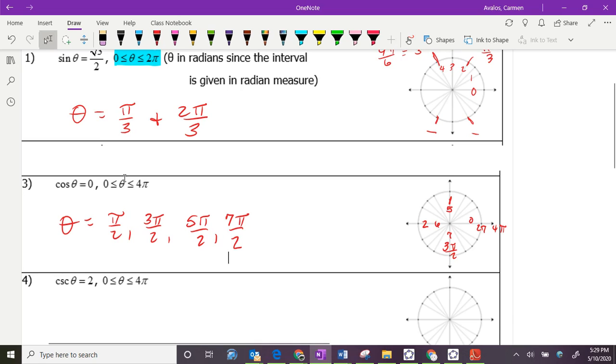If it was longer or if it was in a different direction, we'd have different answers. But in this case, it's from 0 to 4 pi. So we're just going to start at the center and then go around twice. And that is going to be your answers.